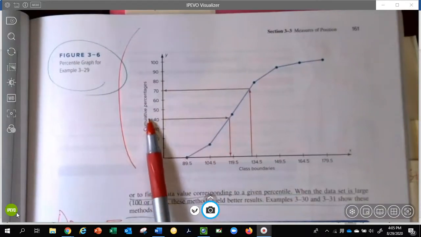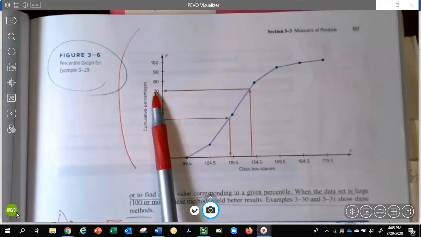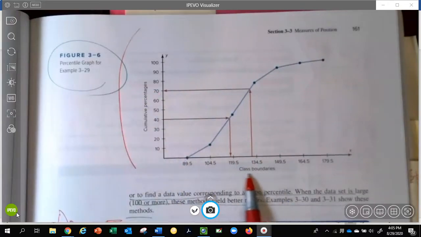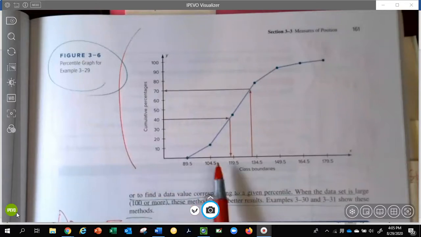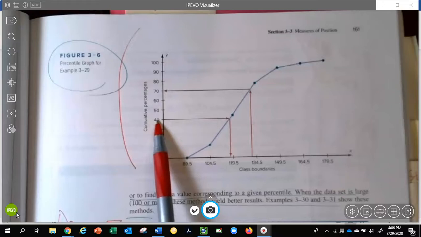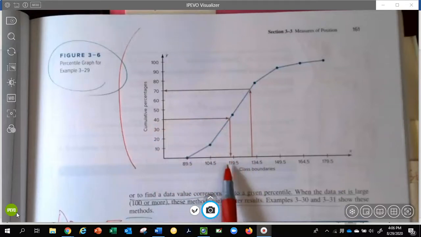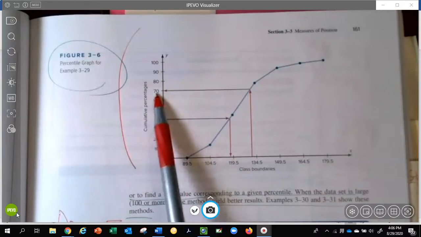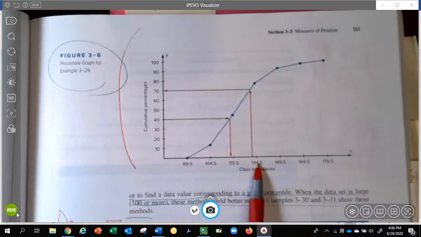I want you to notice here it says cumulative. In other words, it is truly that. It is adding up. It's like snow. It is accumulating. And then here it mentions class boundaries. As you are looking at this number, well, let's just pick one. At the 40th percentile, all of the numbers are going to be 119.5 or below. At the 70th percentile, all of the numbers are going to be 135.5 or below.